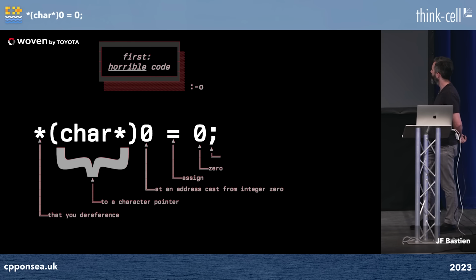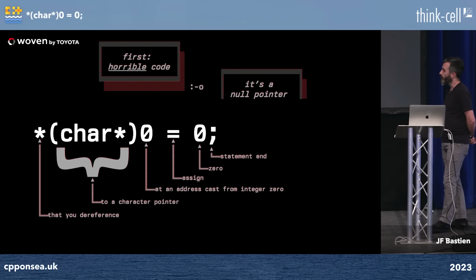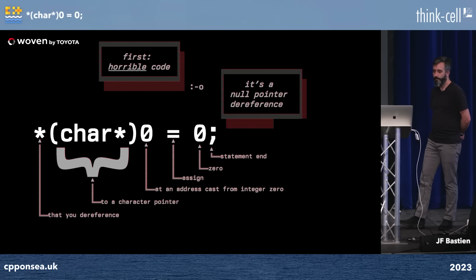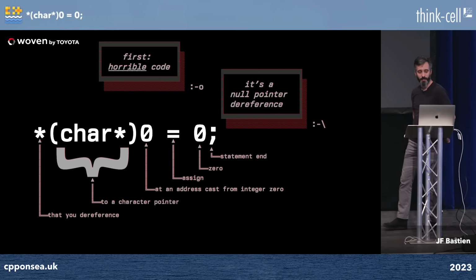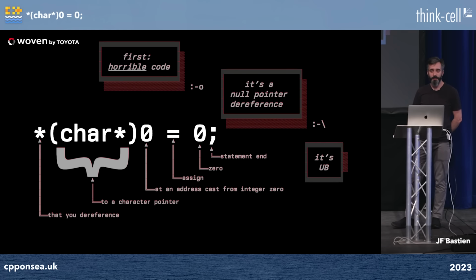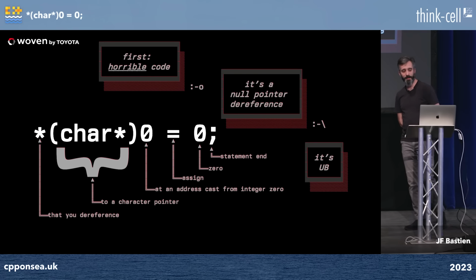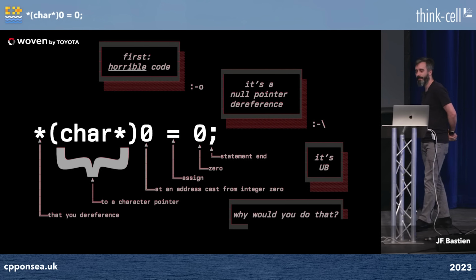So what is that? Well, and then you have the statement end, right? So what does that actually mean, this whole thing? Well, it's a null pointer dereference, right? That's just what it is. I think we agree on that, yeah? Any objections? No? So then, like, it's undefined behavior, right? I think we agree on that. And then the next question is this one. Why would you do that?